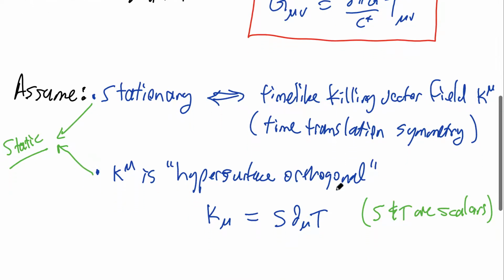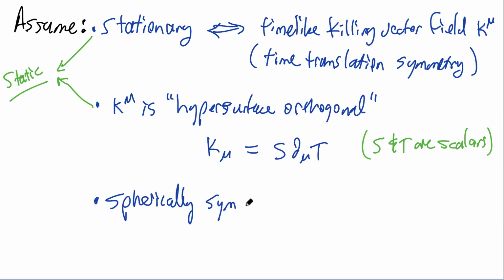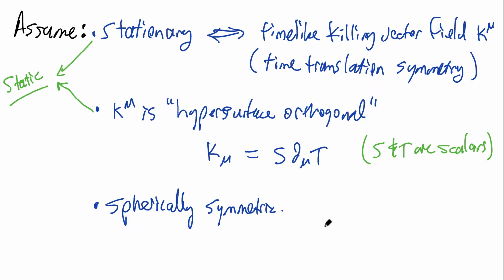The third assumption that we'll make is that the space-time is spherically symmetric. And this is also an assumption about Killing vector fields. It says that there are Killing vector fields corresponding to rotations, the rotations of a two-sphere. So now let's work through some of the consequences of these assumptions.